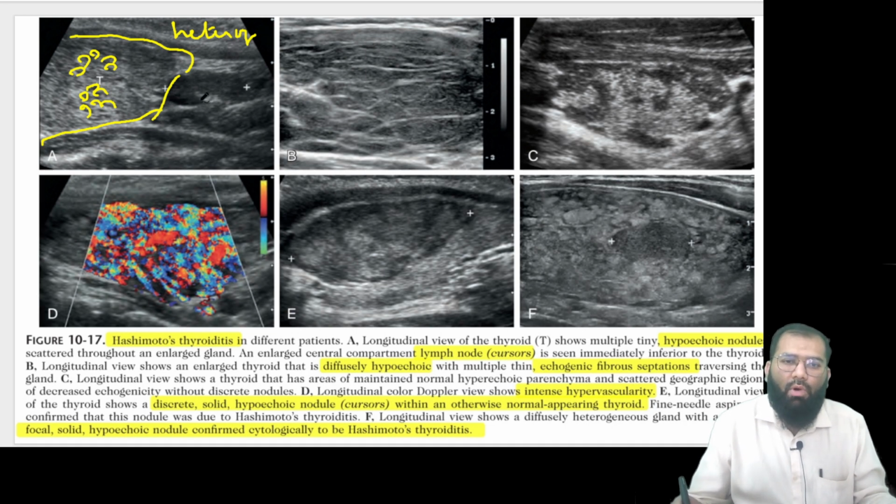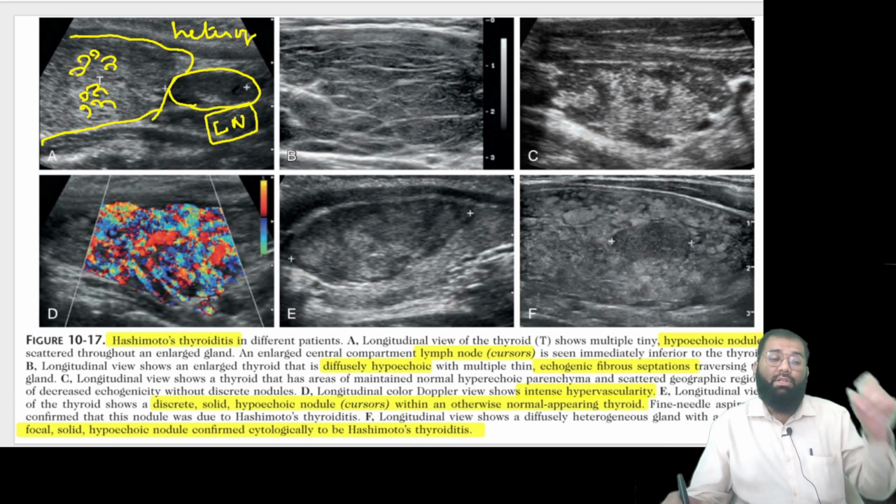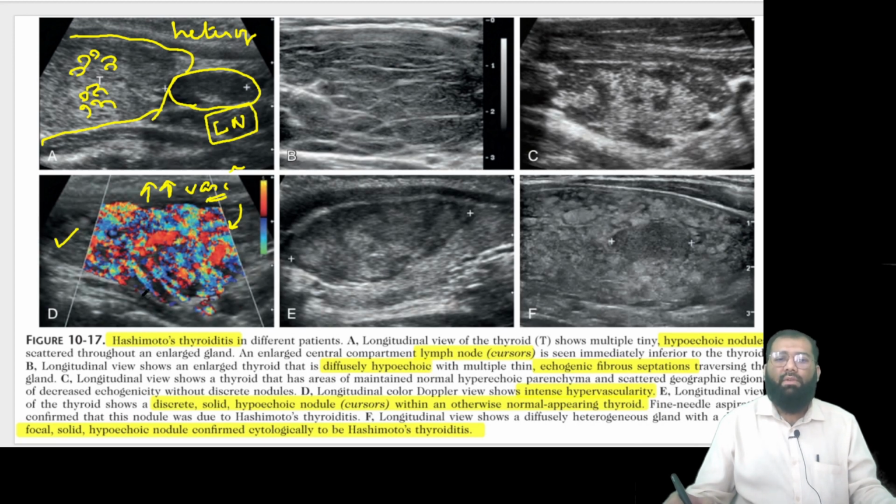And along with that, you can see that there is a lymph node enlargement. So very important, lymph node enlargement is also a very important feature of Hashimoto's thyroiditis. Okay, if you put vascularity, then you see that in the acute phase there is increased vascularity in the thyroid gland. Okay, this is how the vascularity of the thyroid gland would appear, that is, there will be increased vascularity. Okay, now let us see case B.